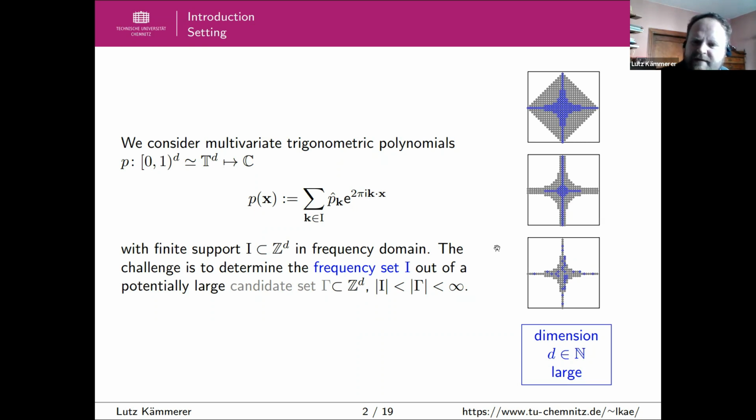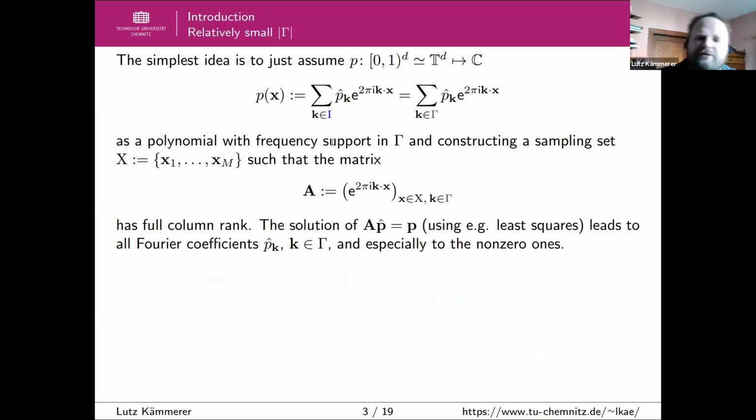Okay, and the first and simplest idea you can try is just to assume that this trigonometric polynomial is supported on Gamma. Okay, I is a subset of Gamma, and if this is relatively small, so the number of terms in here is not as far away from the number of terms here, then you can treat this polynomial. You assume that your frequency support is in this set, you construct the corresponding sampling set such that the matrix has full column rank, and then you can compute the corresponding solution.